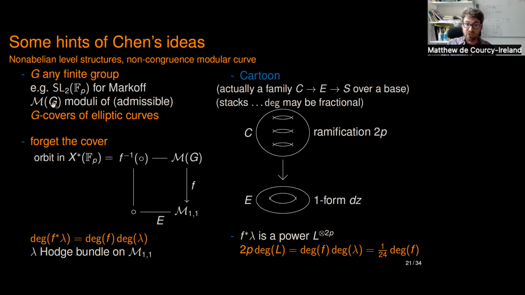You take MG to be a suitable moduli stack of admissible G covers of elliptic curves. There's some technicalities I won't go into here. They're not actually G covers, they're G structures. But the cartoon to keep in mind is that you have some curve covering an elliptic curve with G as covering transformations.